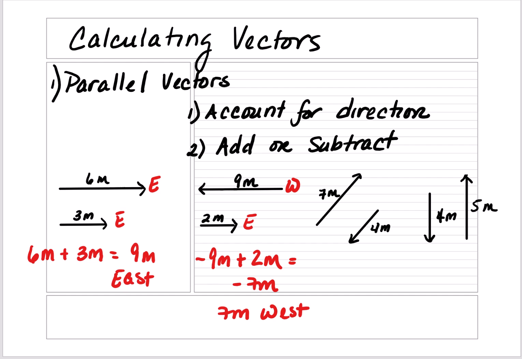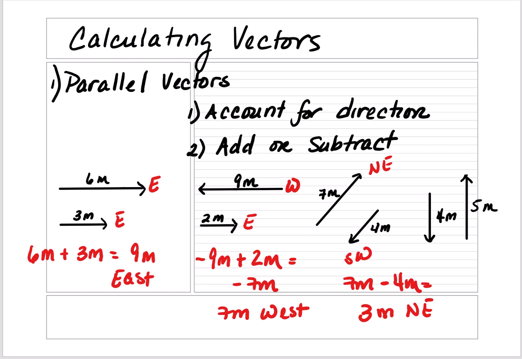The next one, next to 7 meters is going northeast. 4 meters is going southwest. These vectors are still parallel. So northeast is going to be positive. Southwest is going to be negative. So if 7 meters minus 4 meters, this is going to be equal to 3 meters northeast.